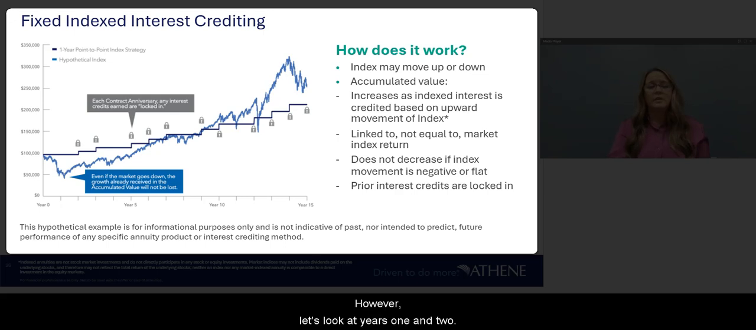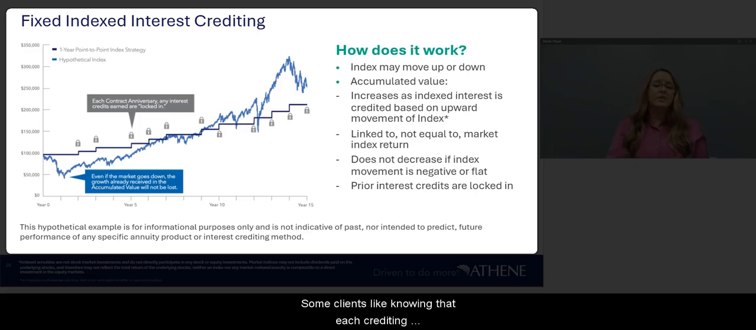However, let's look at years 1 and 2. Here you can see the market was down. Had your client invested $100,000, they would have lost nearly half of that, coming in closer to $50,000 after year 1. However, if they were in a FIA, they would still have their $100,000 because they did not have a negative return. Now you can see as you look at years 13 and 14 where the market was on a roll, and you can see that. While clients did see gain, they didn't partake in all of that gain because they were in a FIA and only got a percentage of the growth.